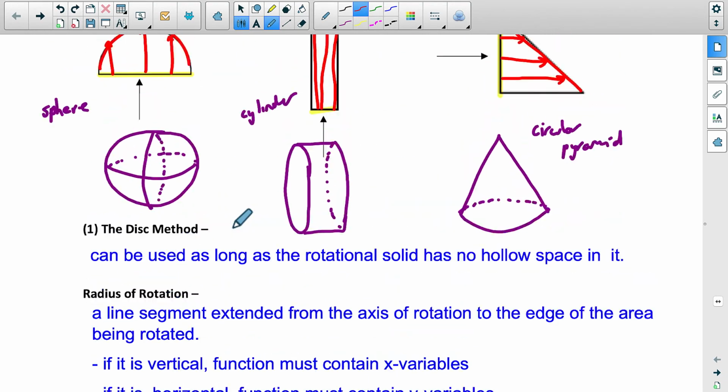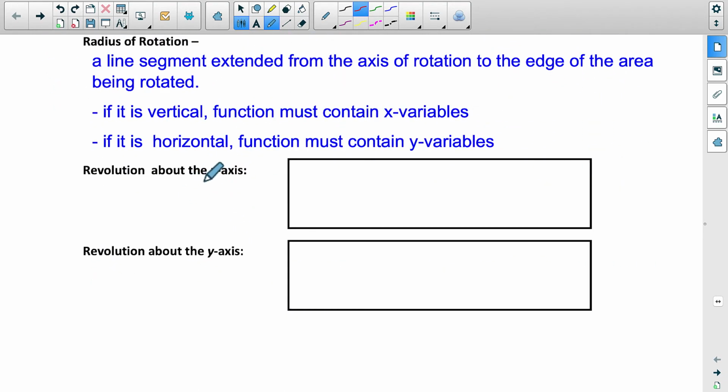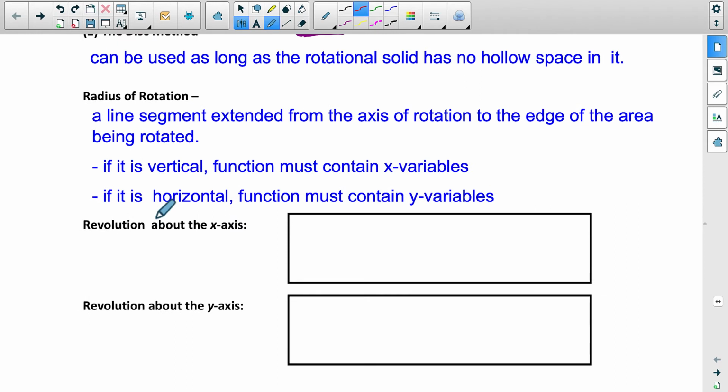Now, when we rotate these things, we're going to have them on coordinate planes, and we're going to focus on revolving around the x-axis and revolving around the y-axis. Again, when you get more complicated ones, you might rotate around different lines, like the line y equals 2, or the line x equals 4. But I don't think we're going to get there this year. It's actually a fairly minor difference if you have those situations.